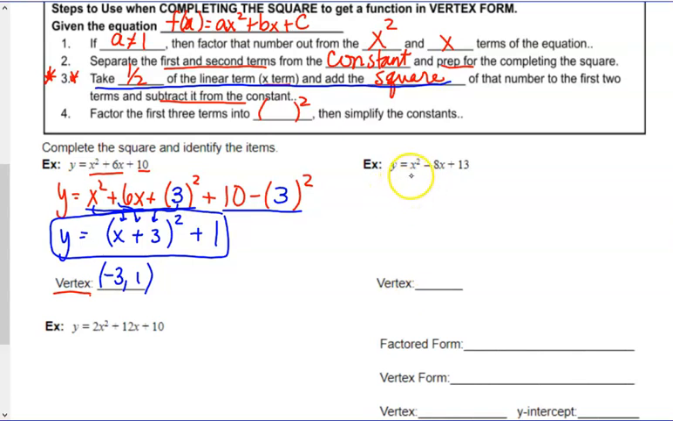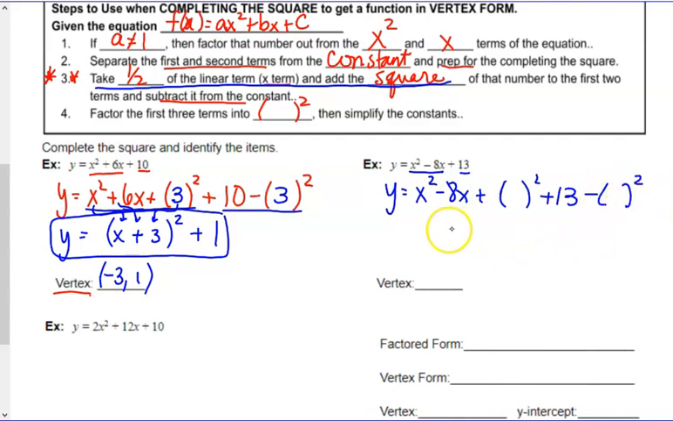Okay, same idea. We are going to separate the x squared and the x term because A is not equal to 1 here, or A is equal to 1 here, excuse me. So I don't have to do anything fancy with that. I'm going to separate those and then also prep for my completing the square. So I have to add something squared. I'm going to bring my 13 down, but if I added this square, I have to subtract that off again. And this is what we're going to factor into a quantity squared, and then we're going to clean that up at the end.